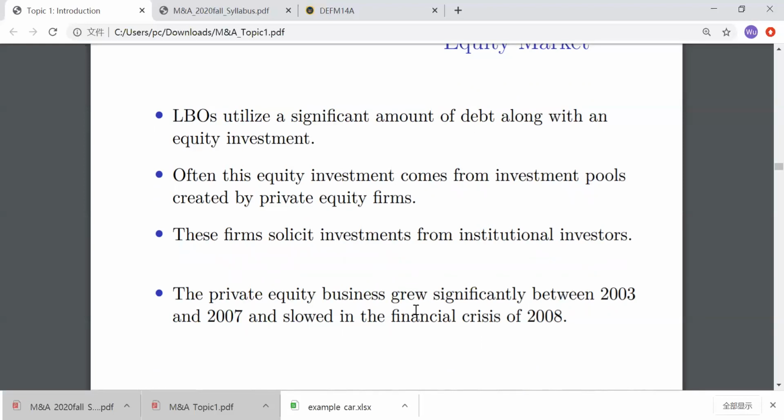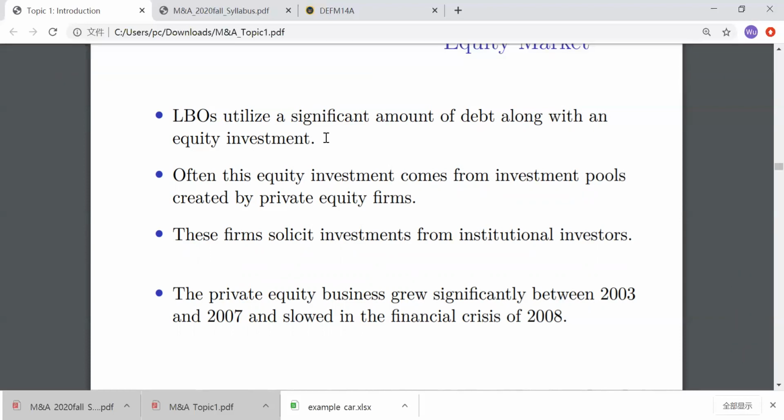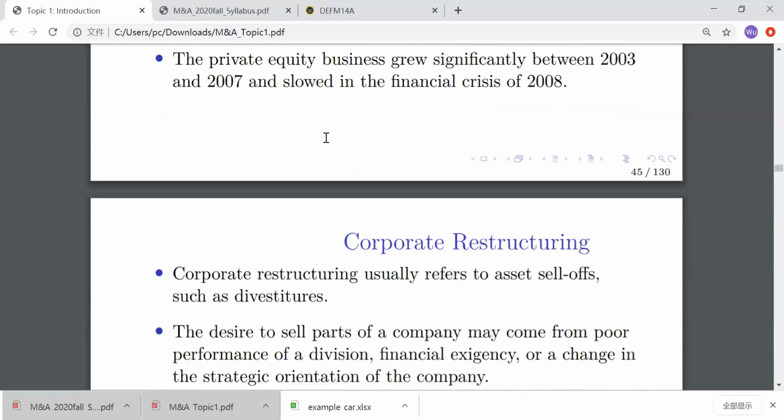You can see why these leveraged buyouts boomed and why they declined. That is because a low interest rate environment is very good for private equity to pursue leveraged buyouts, because they need to rely on a significant amount of debt. When the interest rate is low, borrowing is very cheap. So that's why this is good for private equity firms that pursue leveraged buyout transactions.